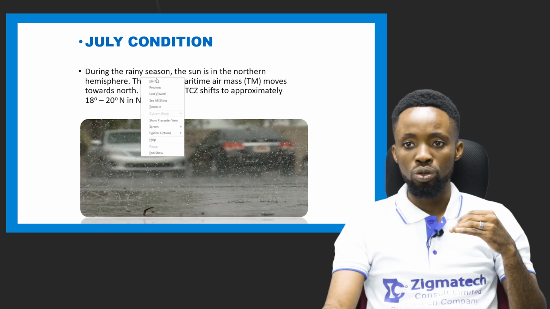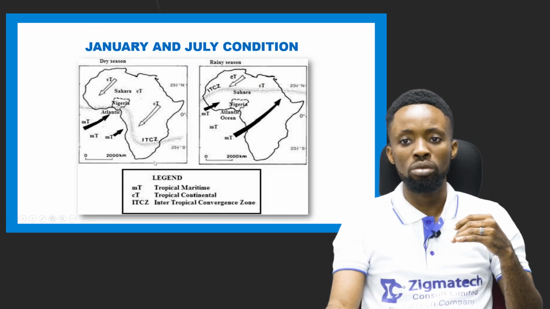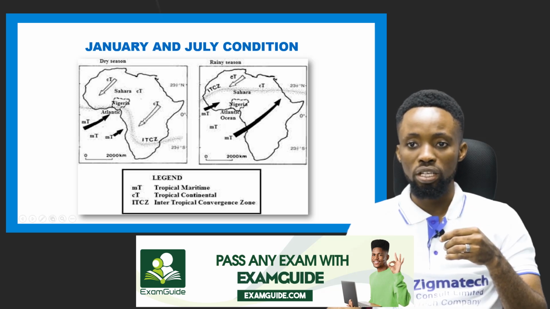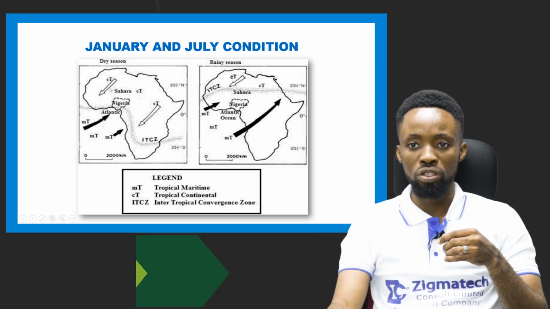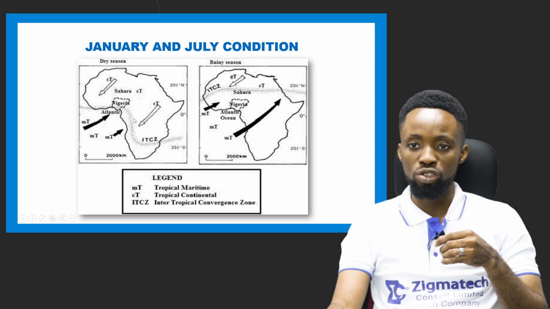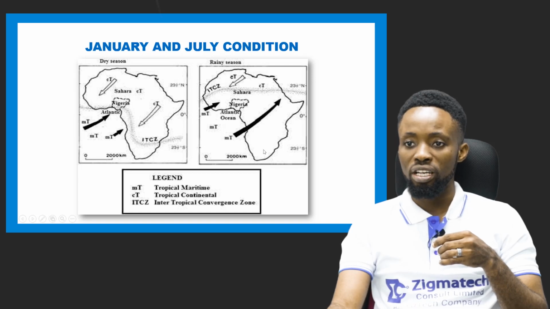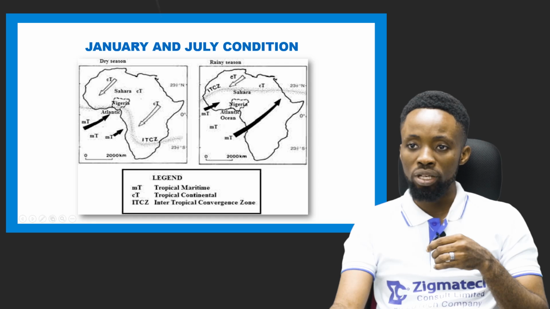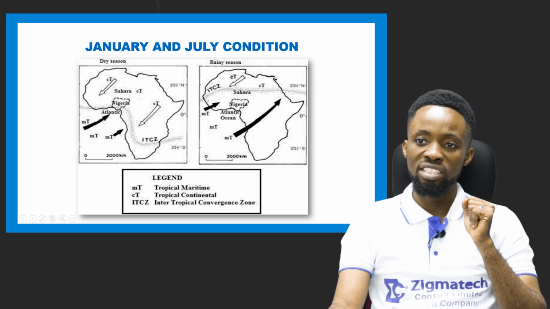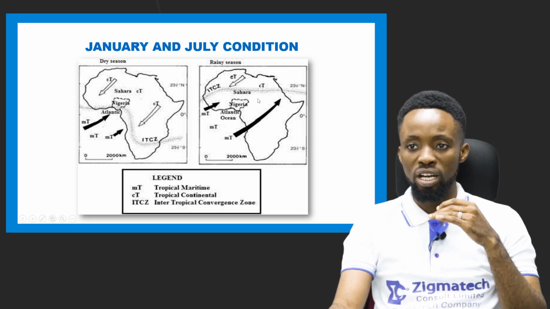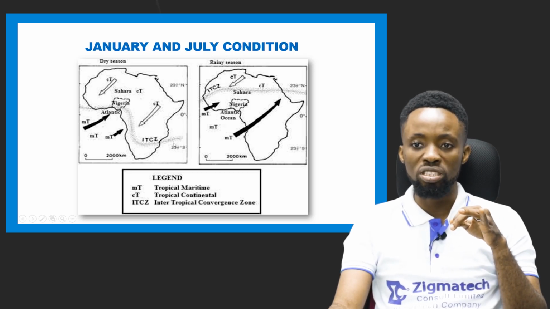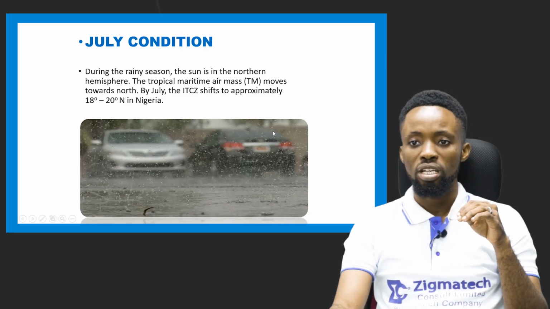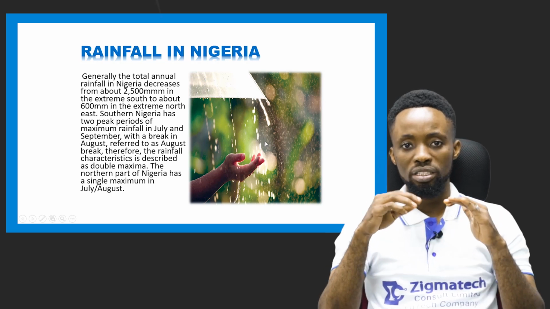Now, let's go to this diagram. When you look at this diagram, you see that it shows the January condition and the July condition. As you can see, if you look at the dry season, the tropical continental, which is from the Sahara region here in the diagram, will progress towards the southern part of Nigeria. Then in the rainy season in the month of July, you have the tropical maritime progressing more, while the tropical continental will regress. So the ITCZ will shift to the northern part of Nigeria and West Africa, while the ITCZ will shift to the southern part of Nigeria and also the southern part of West Africa in the dry season. So this is it.